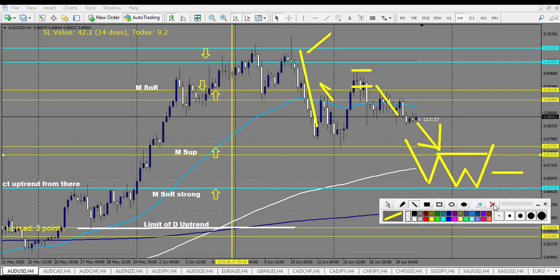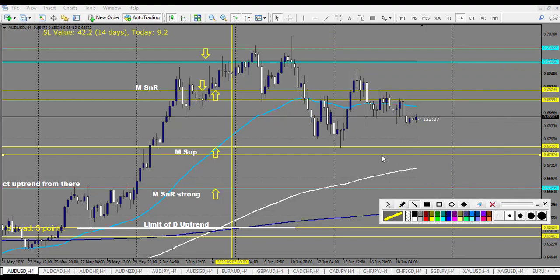We always wait for the price to change the trend before we take action in the new trend. We don't expect the trend to change. We let the price tell us the trend has changed, and now we take action. So that's basically the way you would trade my weekly analysis.